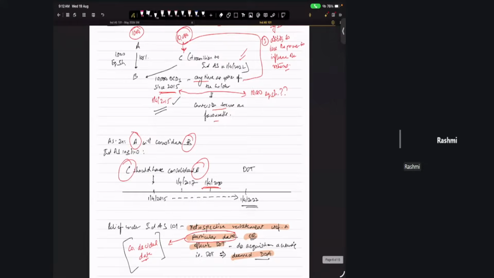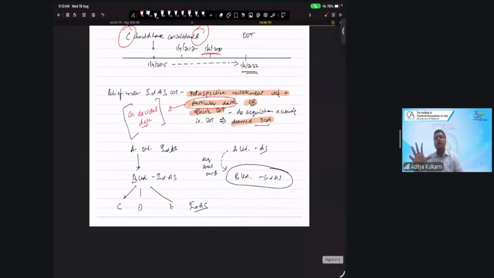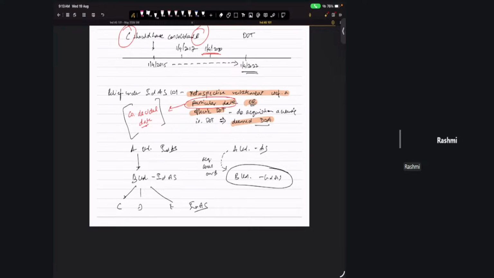The whole point is this. You are simplifying your efforts on consolidation. There is no need for you to go back in time and keep on doing all consolidation.